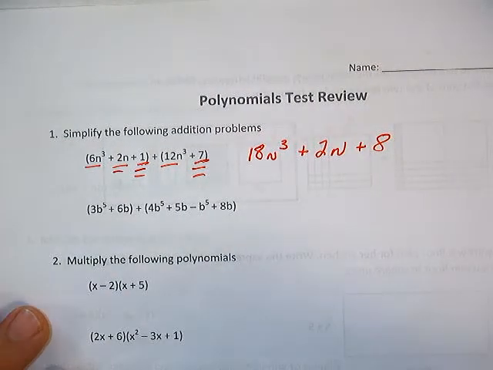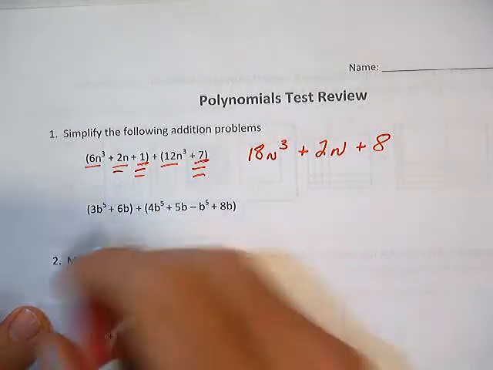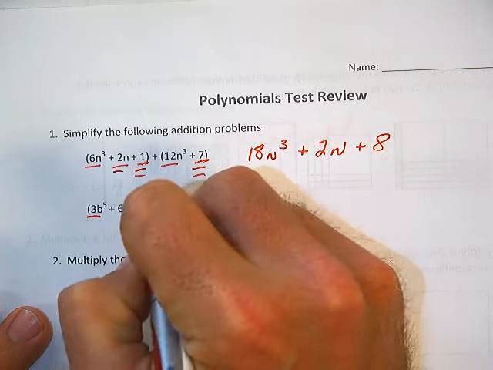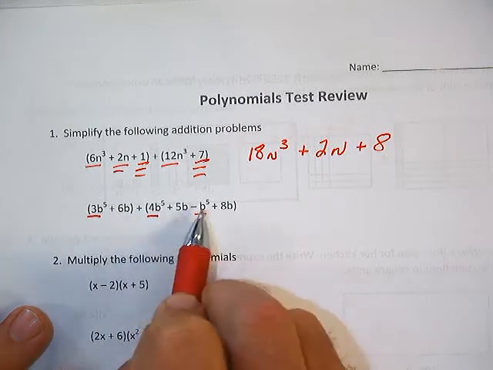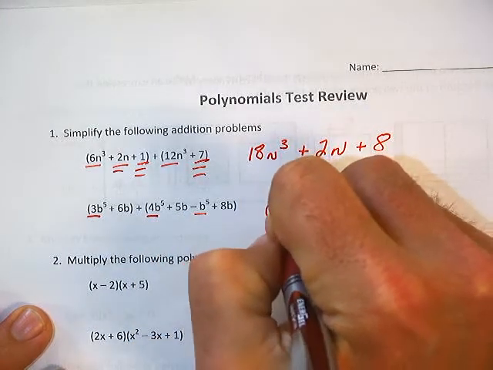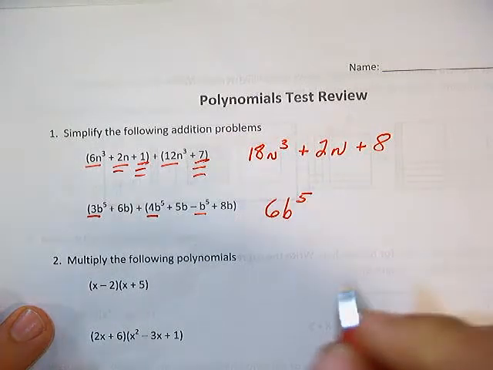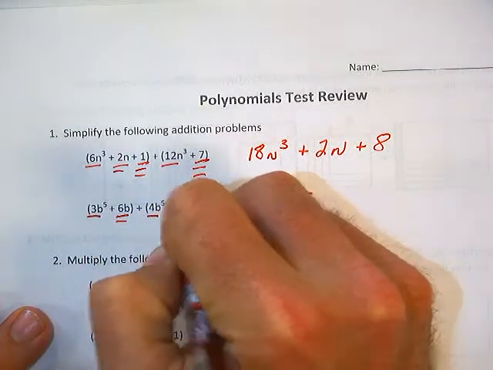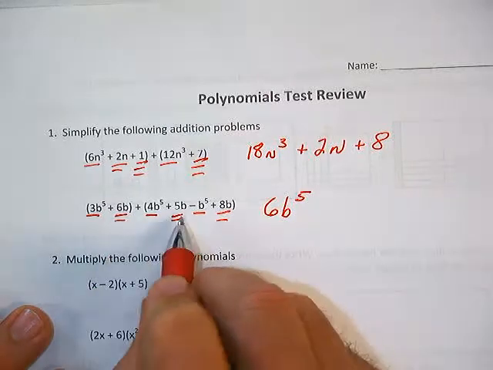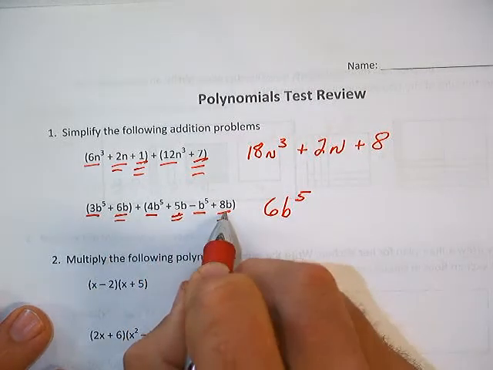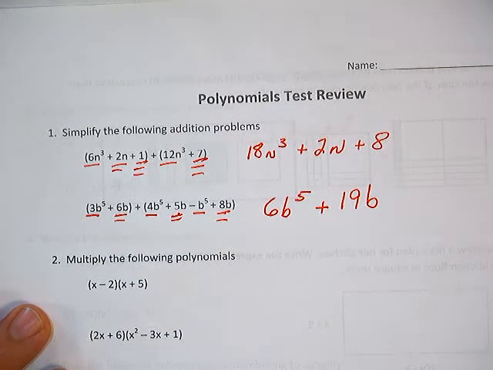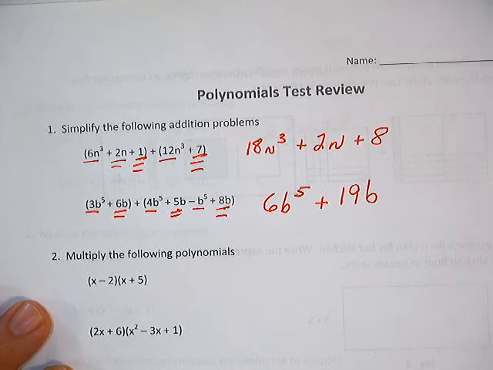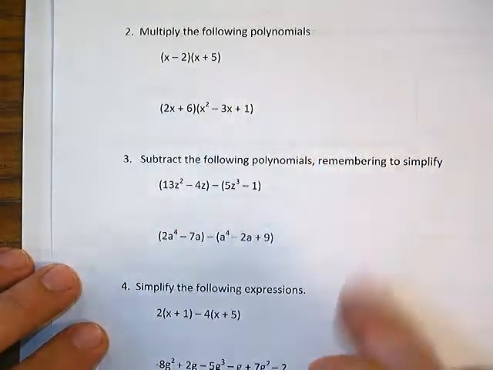Number 2. We're combining like terms again. Let's find all the b's to the fifth. 3 plus 4 is 7, minus 1 is 6. 6b to the fifth. Now let's find all the b's. 6 plus 5 is 11, plus 8 is 19. Our variable and exponents stay the same when we add or subtract. I'll come back to 2 here in just a minute.